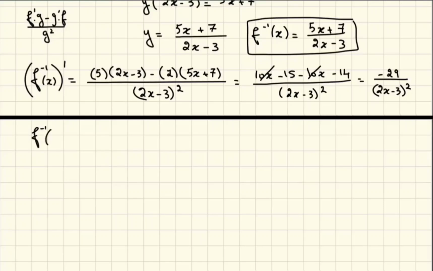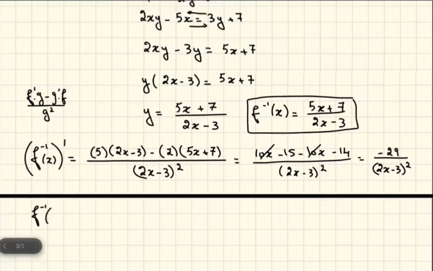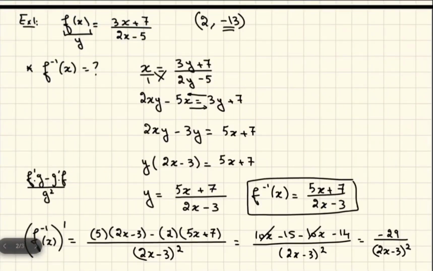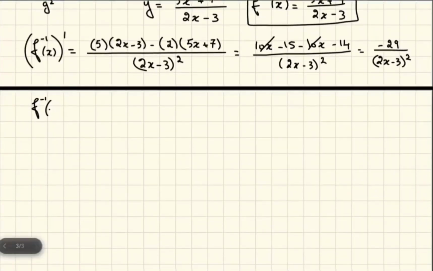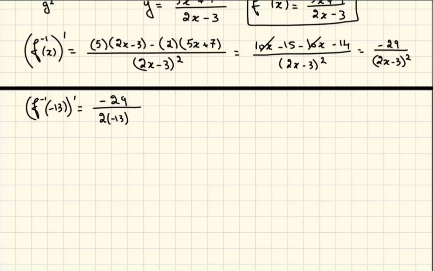So if I'm trying to find f inverse here, I should write 13, which is the y, or negative 13 here in this case. So f inverse of negative 13, its derivative will be minus 29 over 2 times negative 13 minus 3 all squared, and we get minus 29 over, down it's minus 26 minus 3, which is minus 29 all squared, which is 1 over negative 29, or minus 1 over 29, same thing.